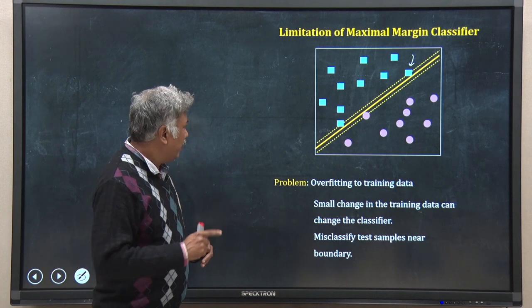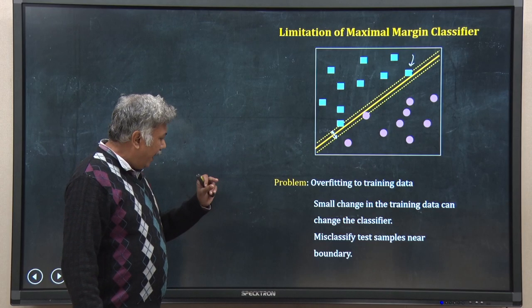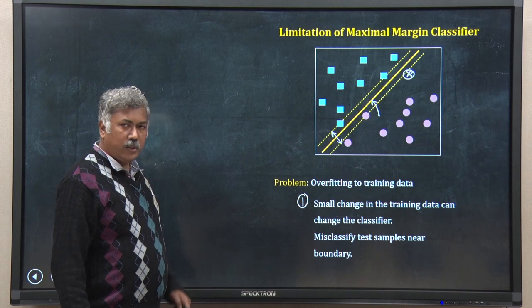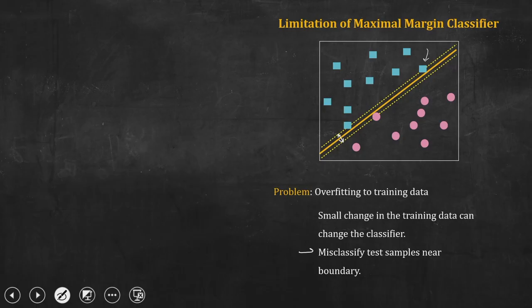The second problem is associated with the width of this margin area. As it is very narrow, in the previous case also it is very narrow, the problem is you may misclassify test samples which are close to the boundary. You can easily understand. Suppose I have a test sample which is really negative. We do not know, but suppose it is really negative, but using this classifier it has come here. So what will you say?